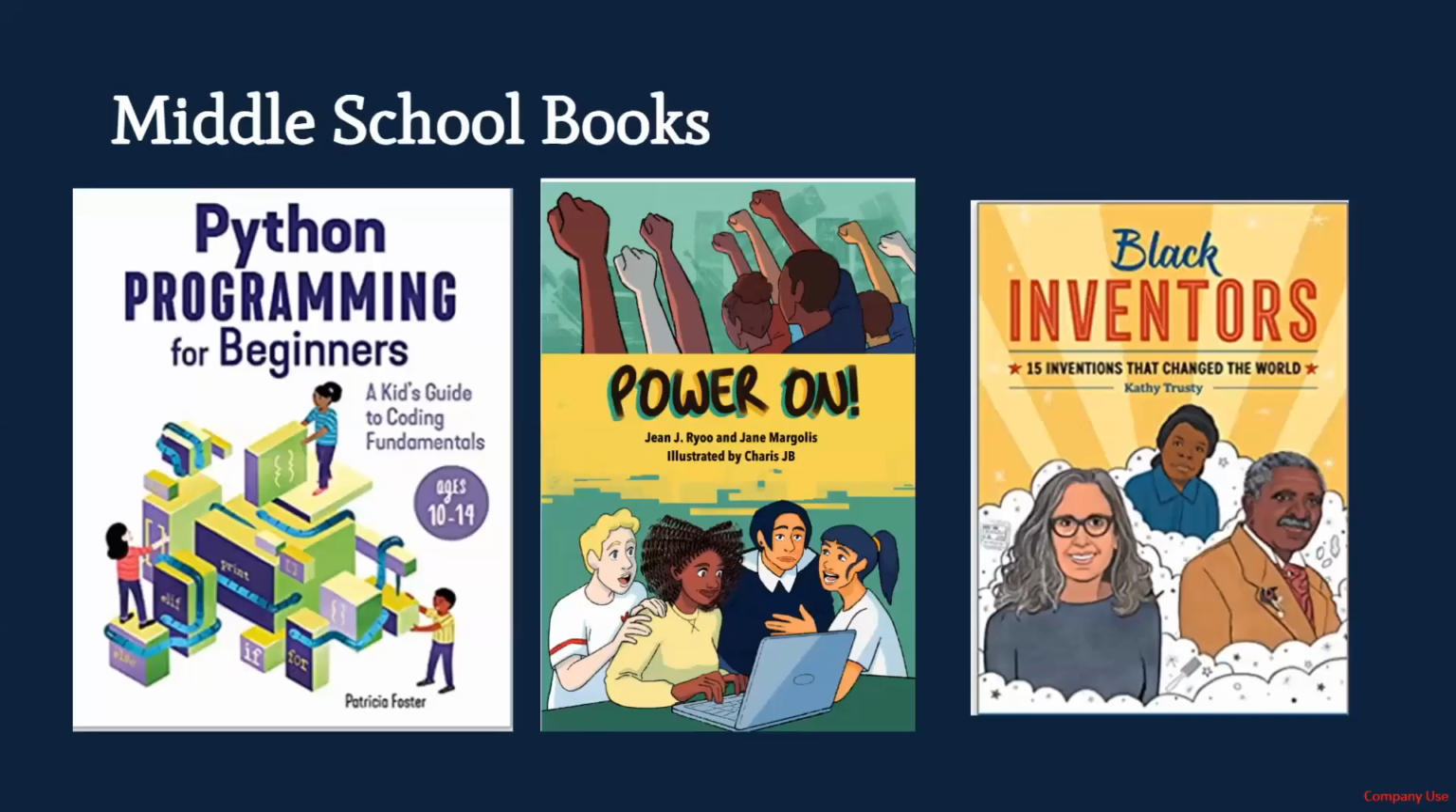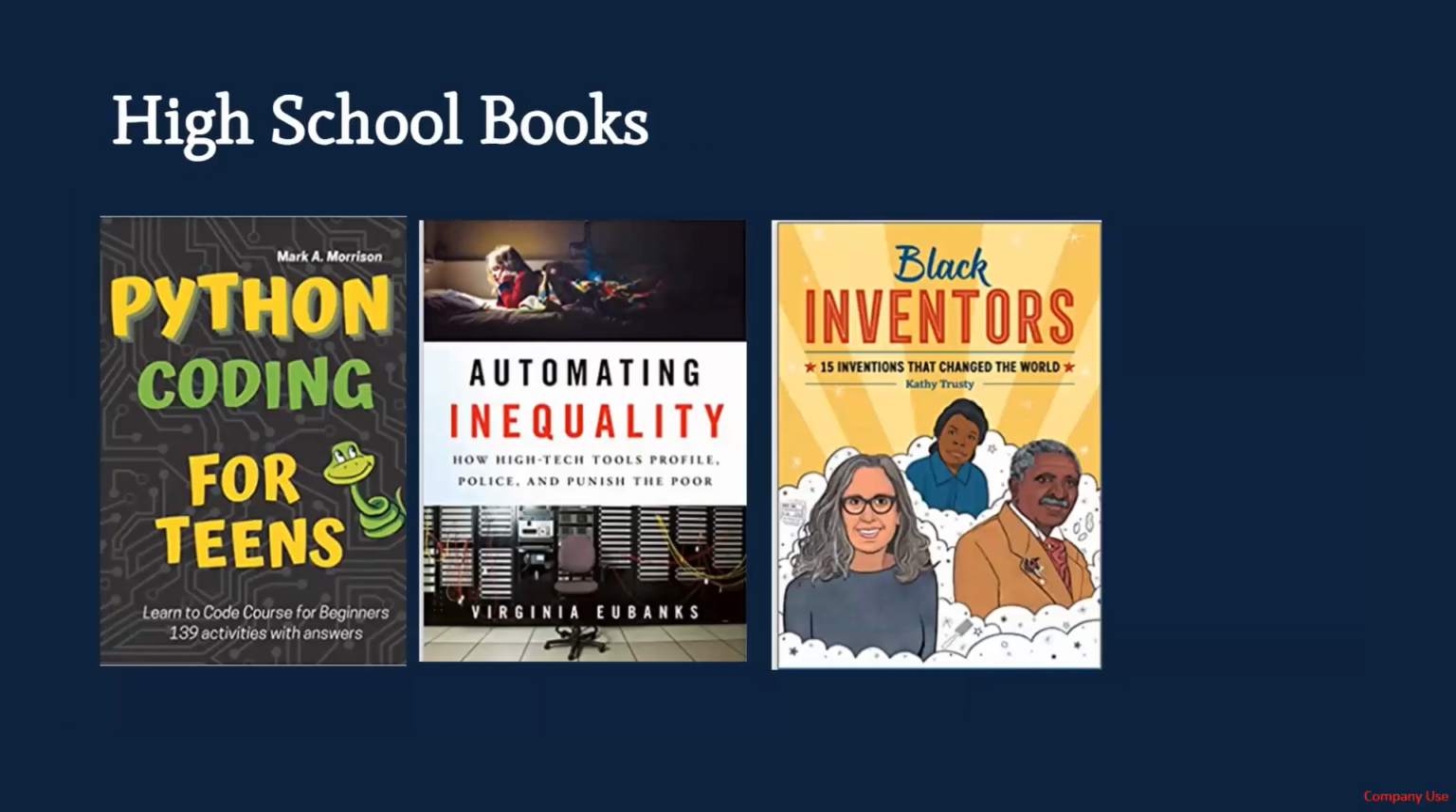And these were the books that the middle schoolers got. The Python Programming for Beginners. Power On was more around ethics and responsible AI. And then we also had a book on Black inventors to make sure that you're learning about individuals who come before you, and even those that are current. Some of these people have passed on, and some are still living. So you're learning about other people that are doing what you're interested in doing, and people that you can resonate with. And here is a similar set of books for the high schoolers.